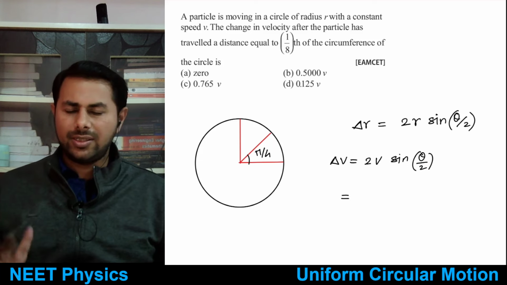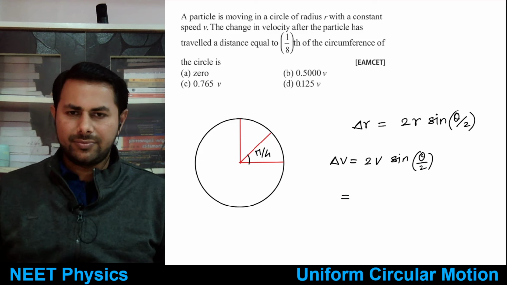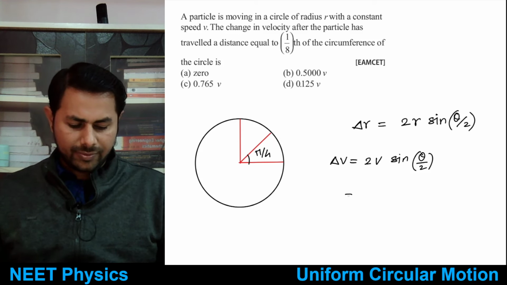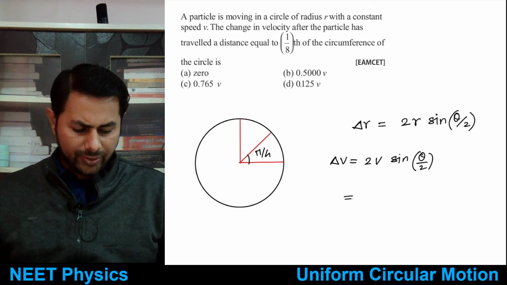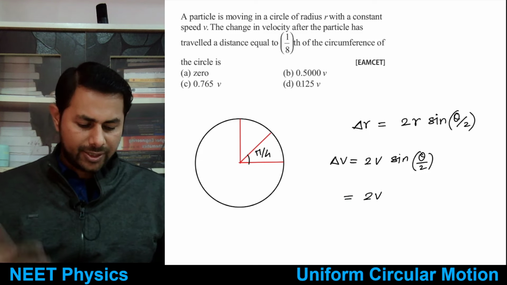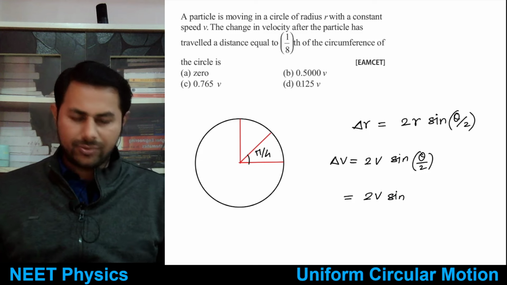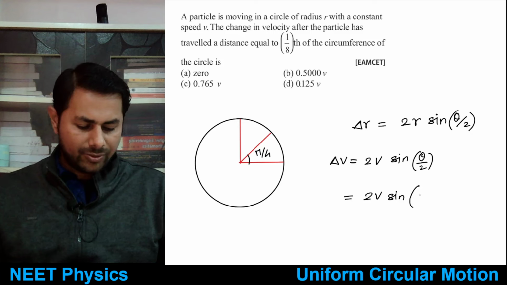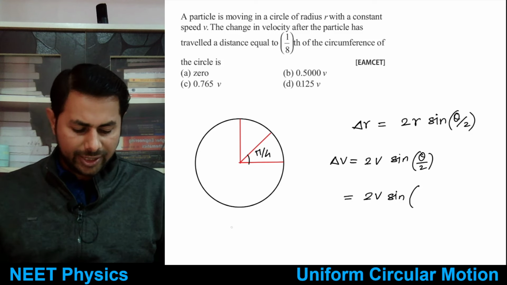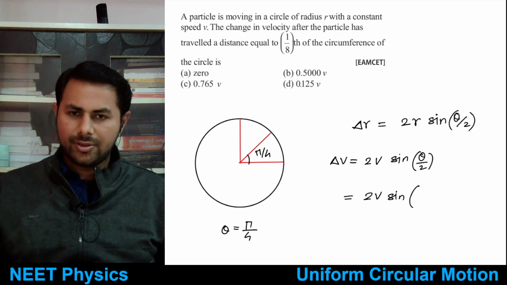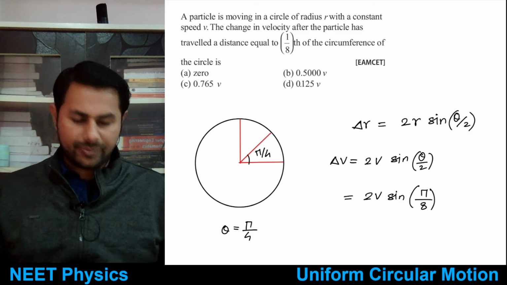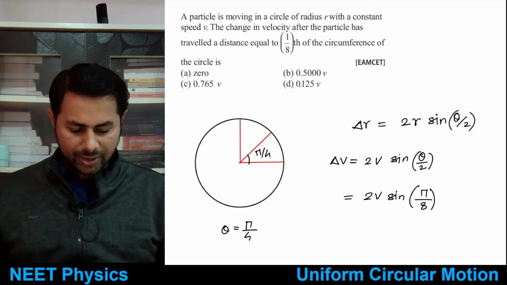Okay, this thing is clear? Yes, no? Everyone? Okay, good. So then you can just say that it is 2 times v sine of theta by 2. But what is theta by 2? So here there is a little problem. Sine of theta by 2. What is theta? Theta is pi by 4. Okay. So what will be theta by 2? It's pi by 8. Right? It is pi by 8.